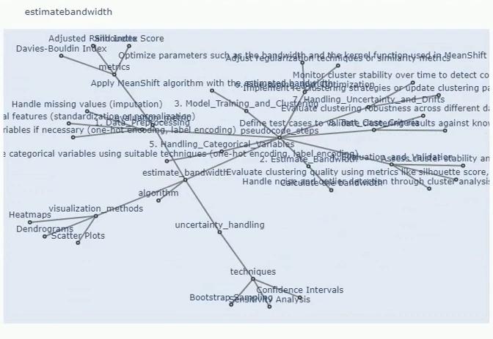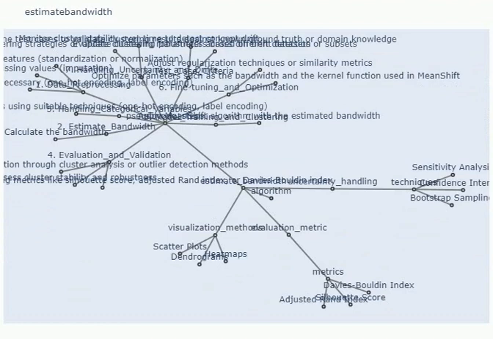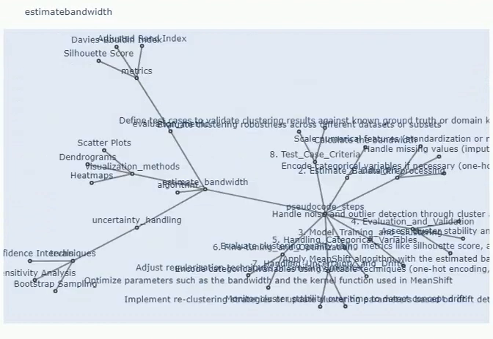Assess cluster stability and robustness. Details: monitor how clusters change over time and evaluate results across different datasets to ensure consistency. 5. Handling categorical variables. Description: process categorical variables appropriately for clustering. Steps. Encode categorical variables using suitable techniques.